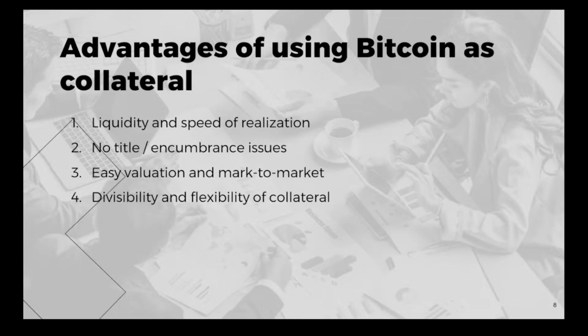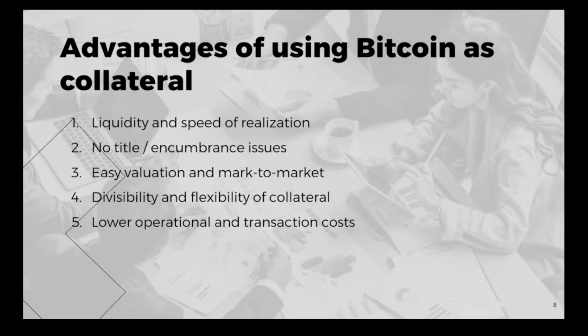Divisibility and flexibility of collateral. Bitcoin, as we know, is infinitely divisible. Collateral can be partially liquidated to cover shortfalls without selling the whole holding. Loan sizes can be matched precisely as per the collateral value. Real estate is not divisible. We cannot sell part of a real estate. It often requires a sale of the entire property. So it is not divisible and flexible.